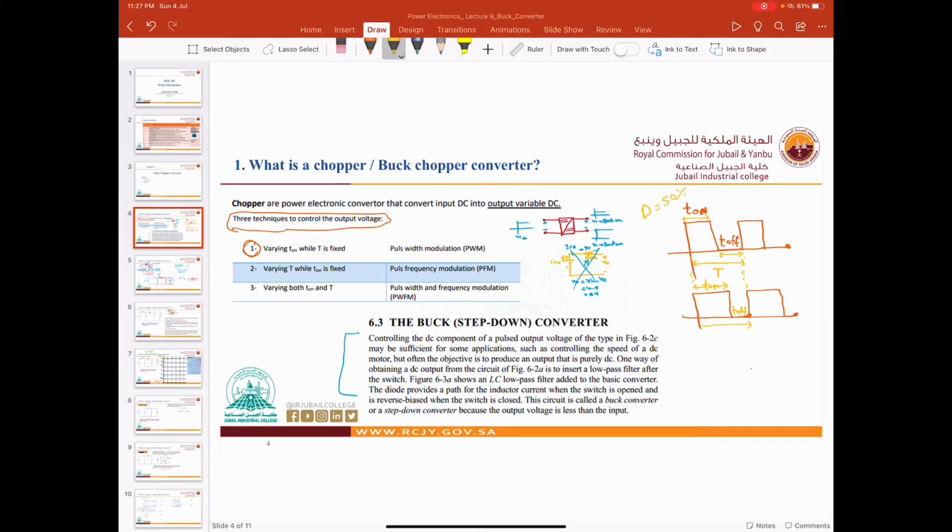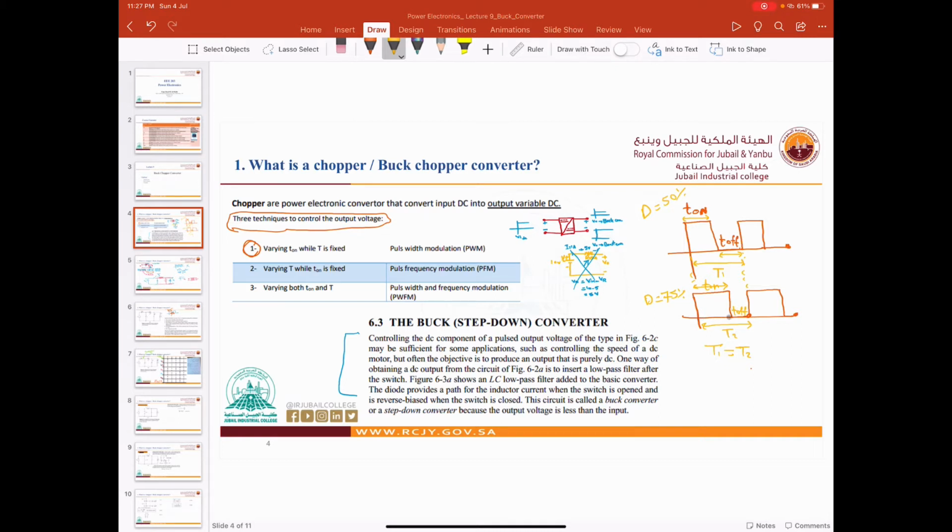See, they have the same T. So T1 and T2 are equal, right? So we are only changing the T on, يا شباب, the time for on position. So this is duty cycle, when the duty cycle is 75% of the total period.